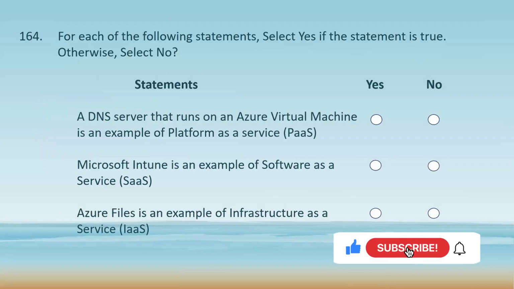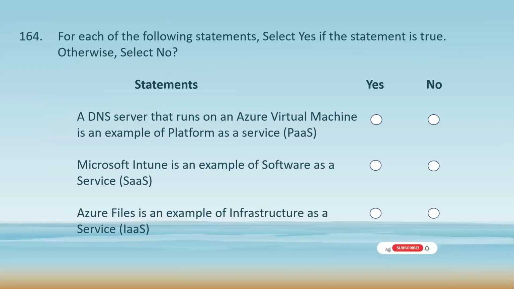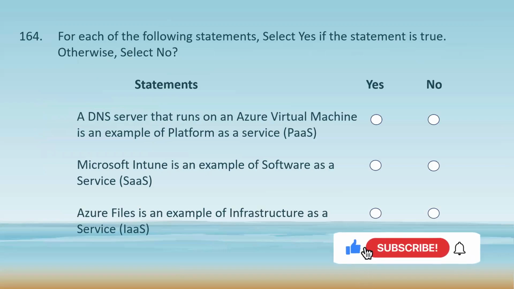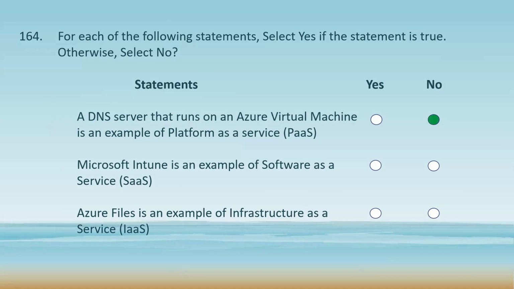For each of the following statements, select yes if the statement is true, otherwise select no. So the first statement is a DNS server that runs on an Azure virtual machine is an example of platform as a service. No, the statement is incorrect. A DNS server running on an Azure virtual machine is an example of infrastructure as a service.